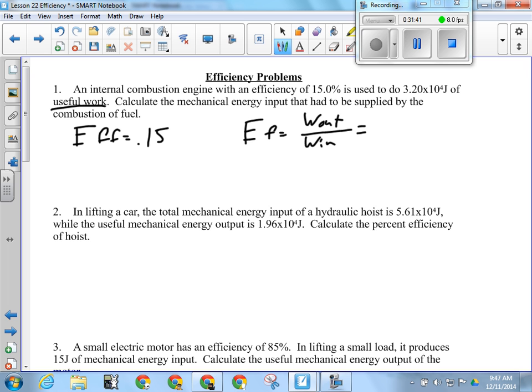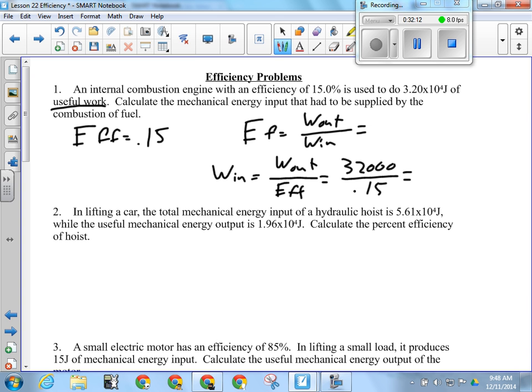And so we're looking for how much energy had to be supplied in order to do this job. So we're looking for the bottom here. So we multiply both sides by that, and then divide both sides by efficiency. So the work input will be the work output divided by the efficiency. So that's going to be 32,000 divided by 0.15. Okay, everybody with me there? All right, is the answer on your sheet?